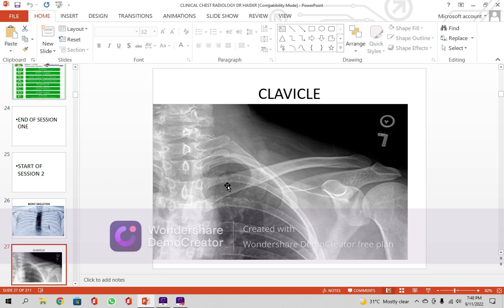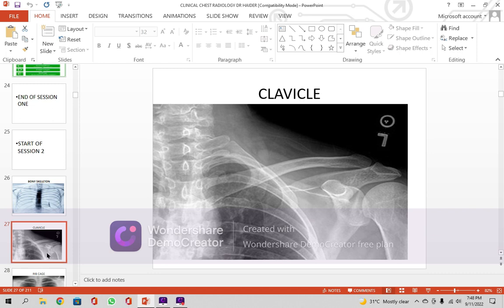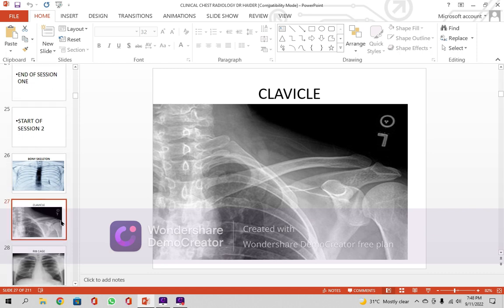So the clavicle itself is a very important point to be examined. Clavicle, the joint along with it, and the scapula here. This is the lateral border, here is the medial border of the scapula. The scapula medial border should not be inside the thorax more than 2.5 centimeters. If it is more than that, the X-ray should be discarded.